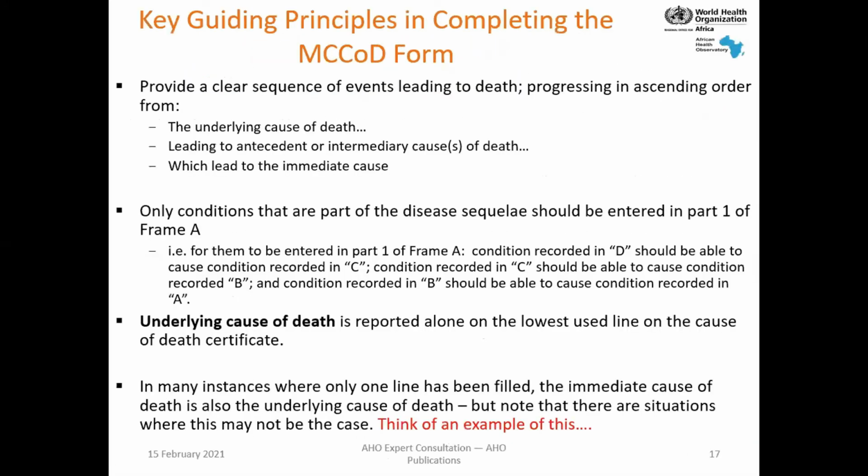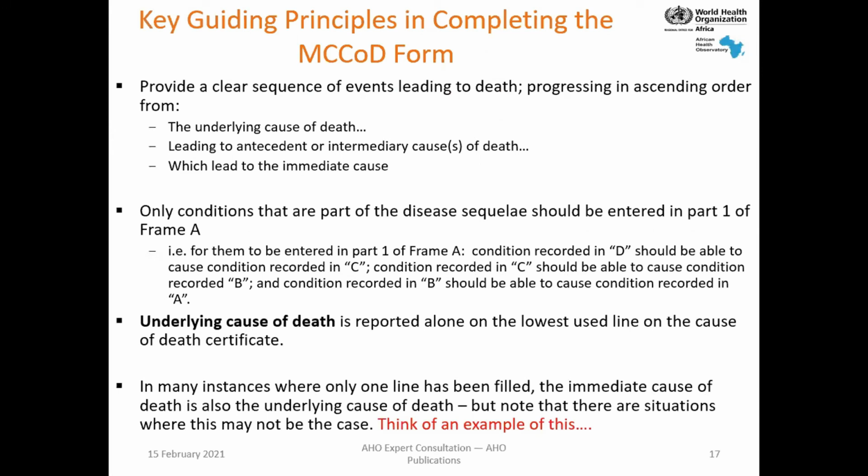Provide a clear sequence of events. We already looked at how the sequence of events is in ascending order from underlying cause to intermediary and to immediate. Only conditions that are part of the disease sequence should be entered in Part 1 of Frame A. We have already looked at this. The underlying cause of death is reported alone on the lowest used line on the cause of death certificate. In many instances where one line has been filled, the immediate cause of death is also the underlying cause of death. I've already explained this, but note that there are situations where this may not be the case.